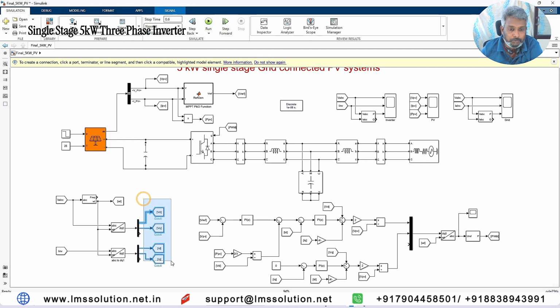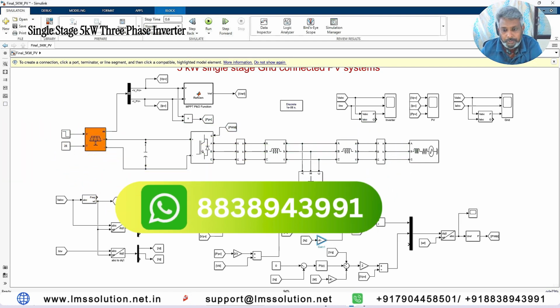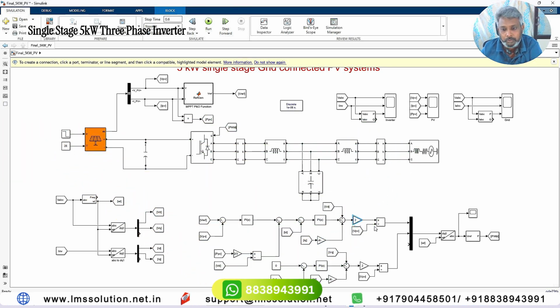Here we are having a direct and quadrature axis voltage and current in the grid side as well as the inverter side. So this ID only we are taking here. This is the reference current and this is the actual ID current, and it is going to be processed via PI controller. Then here we are applying the feed forward decoupling control concept: IQ omega L plus VD, and then you have to multiply with 2 and divide with the VPV.